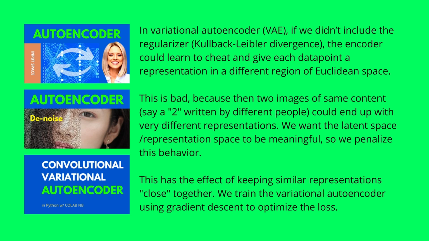So we penalize this behavior, that the algorithm is able to put our data points somewhere in the space. This has the effect of keeping similar representations, like the handwritten digit 2, close together. Now, topologically close does not make a lot of sense here, but just for you to understand, we have similar representations close together, clusters. And then we train the variational autoencoder using gradient descent to optimize our loss function. We have the KL divergence, second term, and this is just standard neural network stuff.